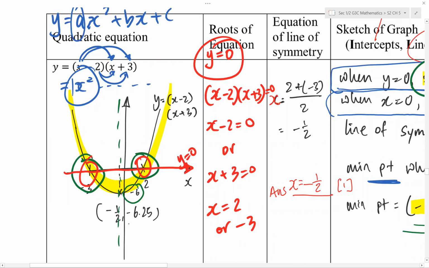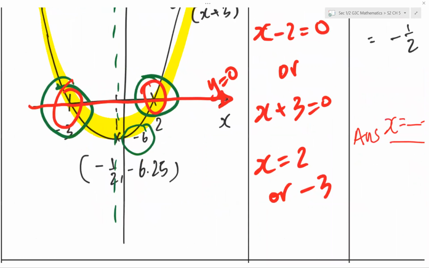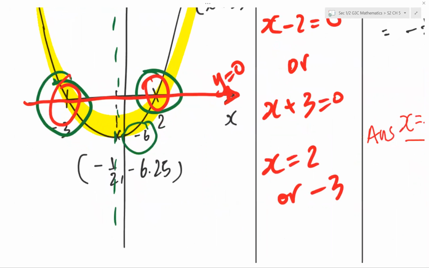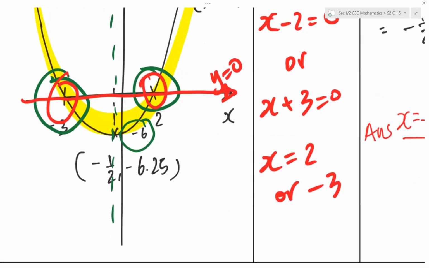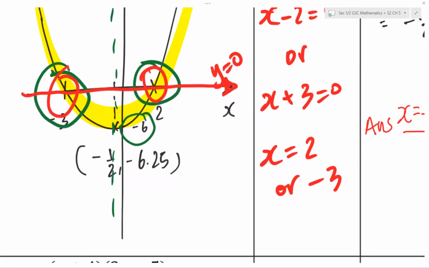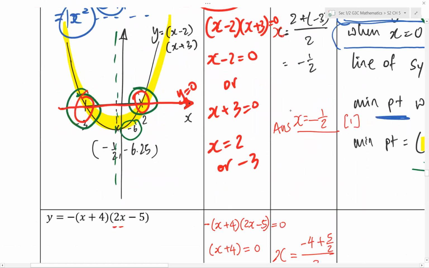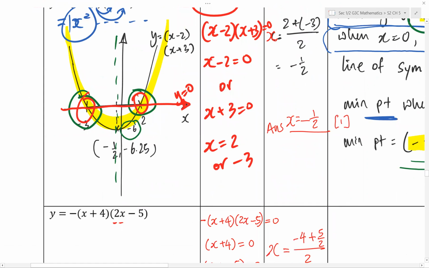-6.25 lies below -6. So your minimum point must be below your y-intercept. In this case, they are very close together, so they look like they are the same level. But they're different. Minimum must be lower than any other point. And this is our final sketch. Okay, so we're going to continue from here.